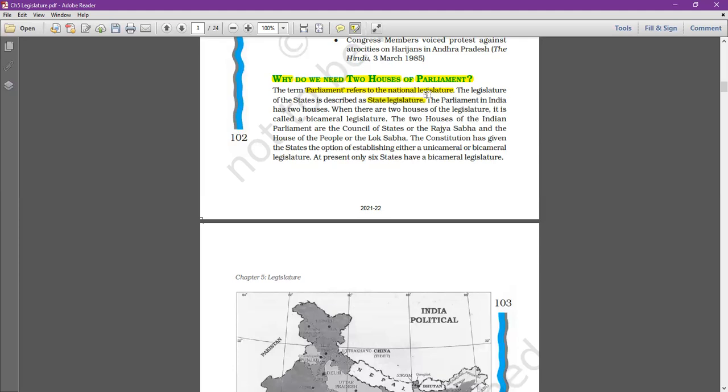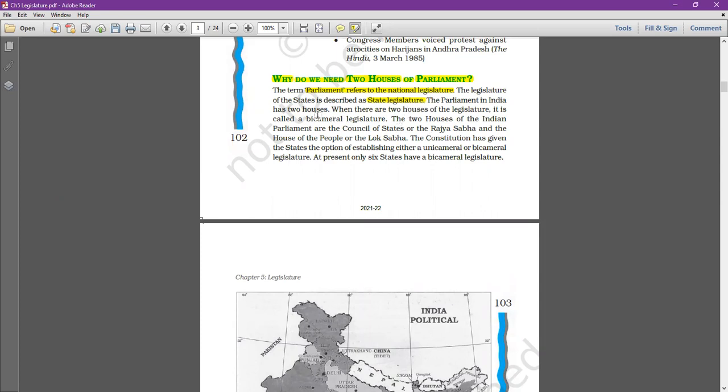As you all know, we have federalism here. The central legislature is parliament, and the state legislature is the legislative assembly, or in a few states we also have a legislative council. As you know, in parliament we have bicameral, two houses. So in the state legislature also we have two houses, legislative assembly as well as legislative council. But only a few states have a legislative council with the legislative assembly.